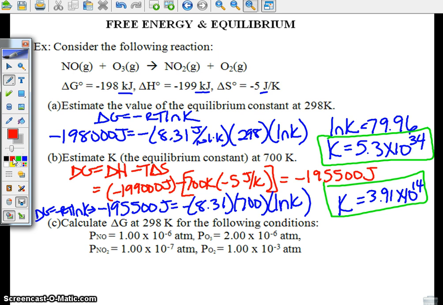All right, if you look at C, we got a bunch of crazy stuff going on that we didn't even talk about. But we kind of did. If you're given all these different pressures, we want to use the one with Q. Those pressures are going to help us find Q. We don't know if we're at equilibrium. We don't know where we are. So let's do Q first. Q is products over reactants, right?